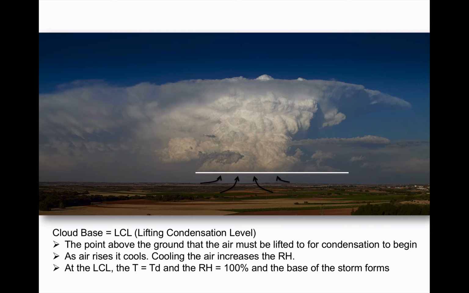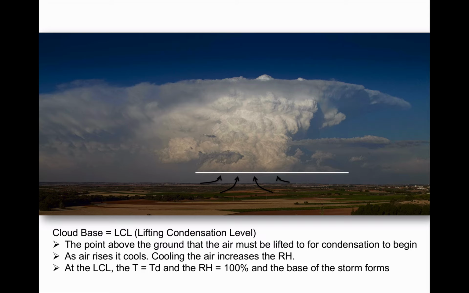The reason why is because that was the point to which we had to lift air from the ground to where it cooled enough that it reached its dew point temperature and condensation began. So it's the point above the ground that the air has to be lifted to get condensation to form. So when you look at this, the LCL tells you everything. It's the lifting condensation level, or cloud base.